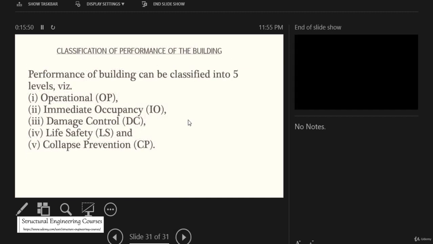So classification of performance, this is also a very common interview question. That is how we can assess the classification of performance of the building. They are basically classified into 5 levels: operational, OP; immediate occupancy, IO; life safety, LS; collapse prevention, CP; and damage control, that is the DC range.